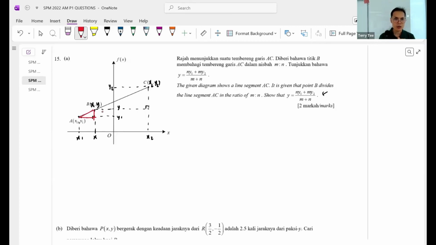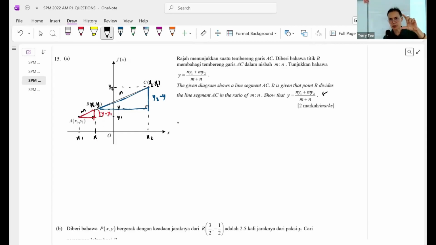What is the difference in your y? Your difference in your y is y minus y1. Then I want you to look at the big triangle, the blue one. Look at the big blue one. What is the difference in your y? y2 minus y. So you're supposed to show that y is this. The ratio is m is to n. So we can use similar triangles, that is, take the y value.